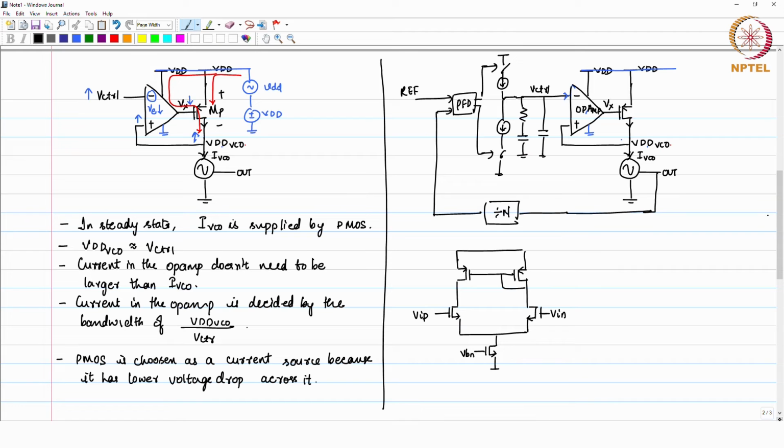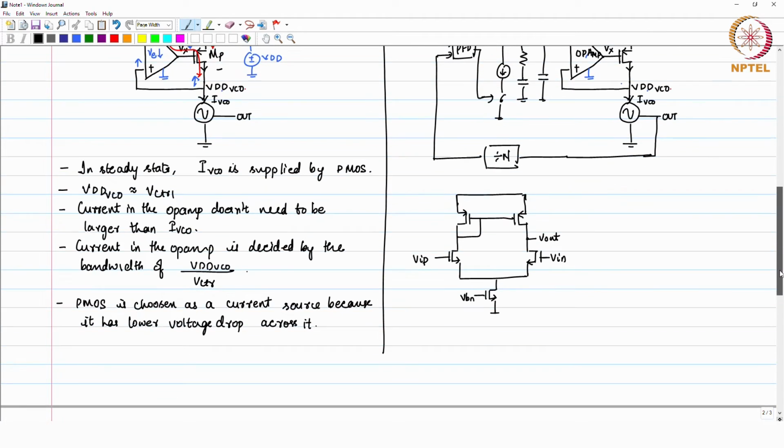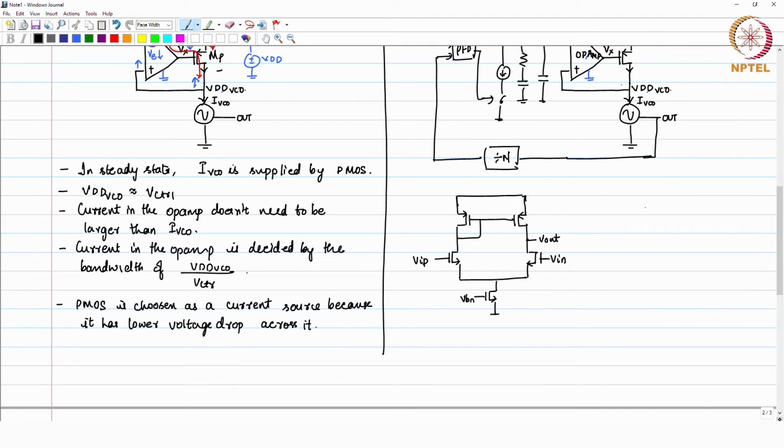So, this is one amplifier. Let me just call this like this. This is V out for the amplifier. It has a differential input and single ended output.